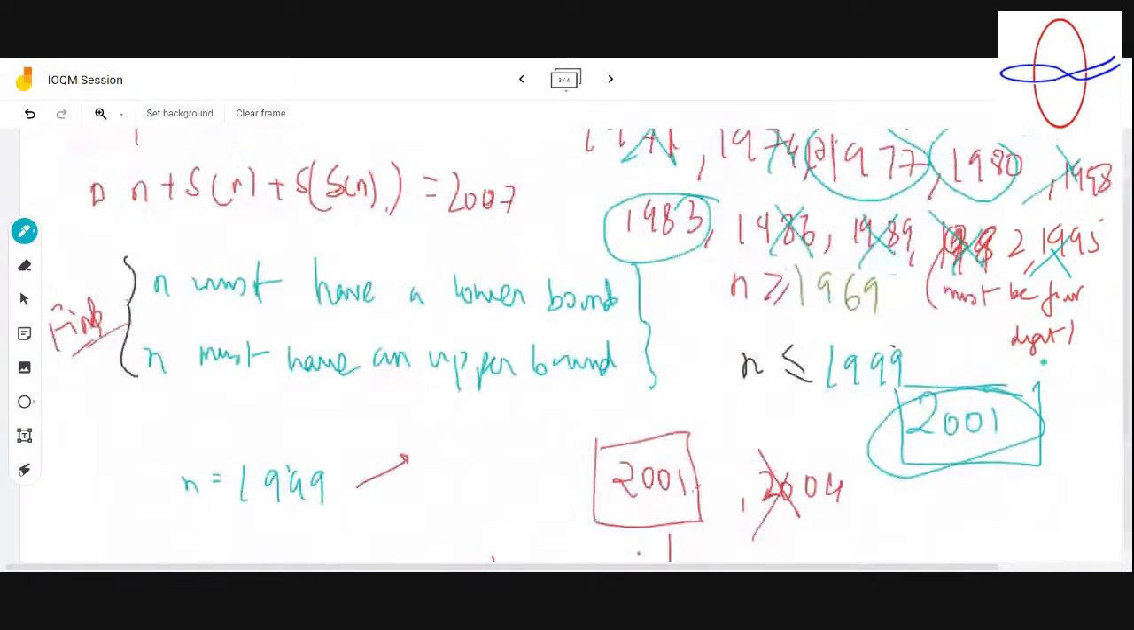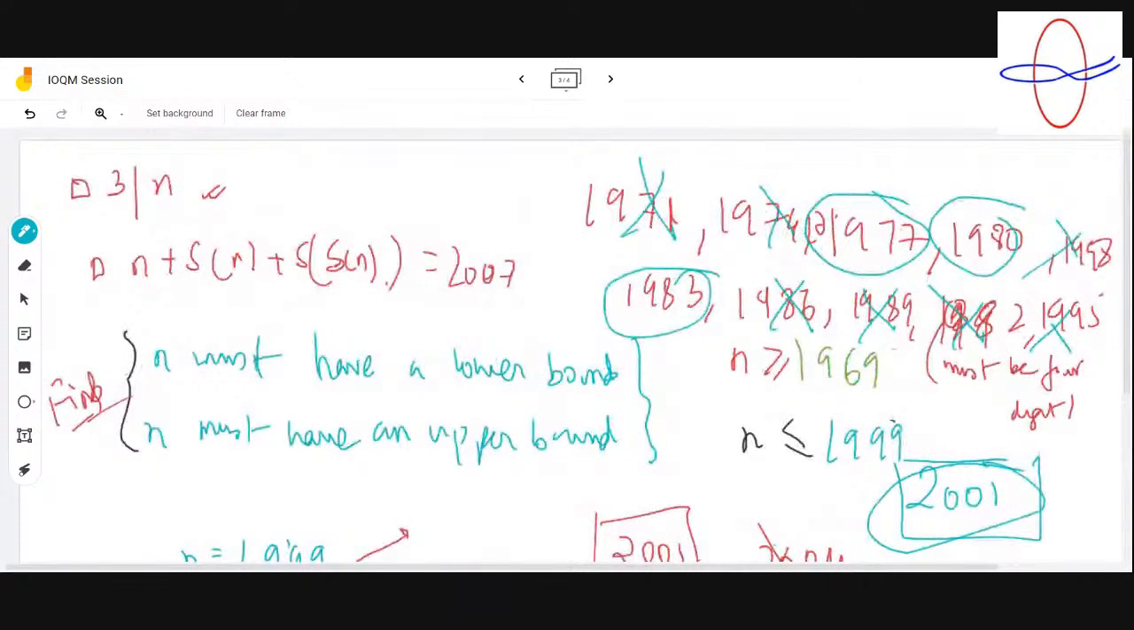My algorithm is the following: we first showed that 3 must divide n. That was the reduction point. Then we showed that if n plus s of n plus s of s of n is 2007, then n must be less than or equal to 1999 and greater than or equal to 1969, apart from n equal to 2001. Then we list down all the 10 multiples of 3 in this interval and check them. That's it. It's very simple to check actually.